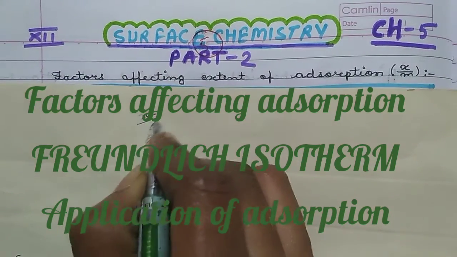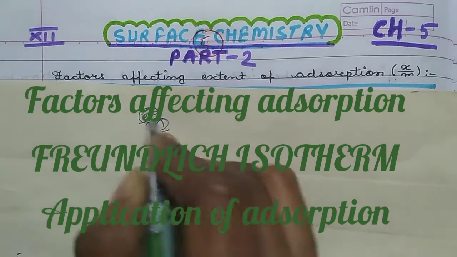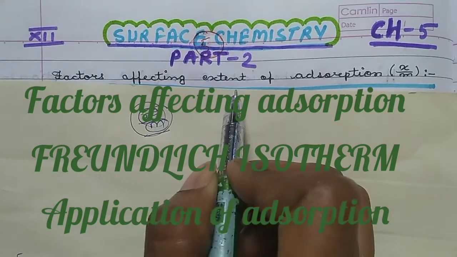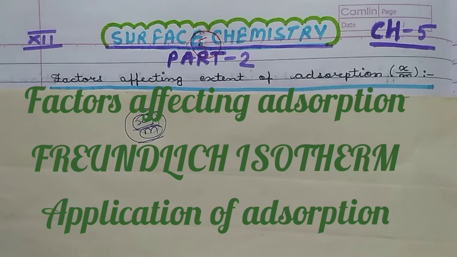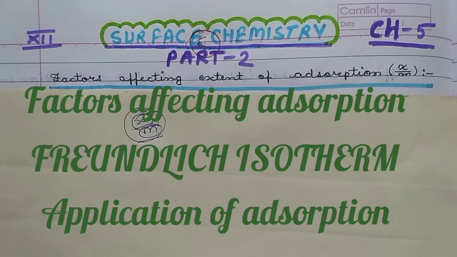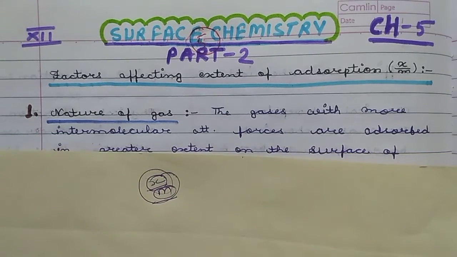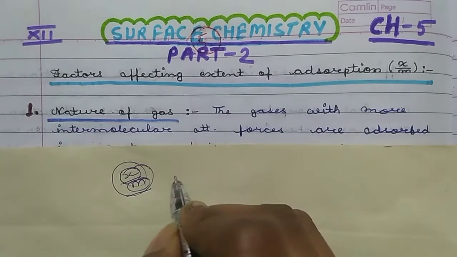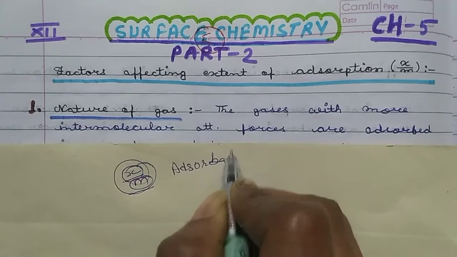Extent of adsorption means x upon m, where m is the mass of the adsorbent and x the amount of adsorbate. Okay, x upon m is denoted as the extent of adsorption. First, the factor which affects the extent of adsorption is the nature of gas. What is the nature of gas? Nature of gas means the adsorbate.